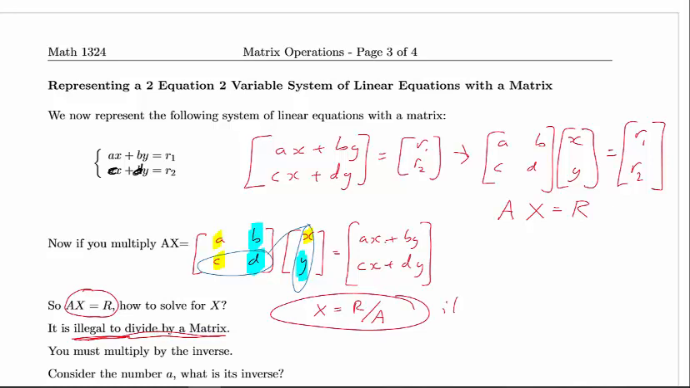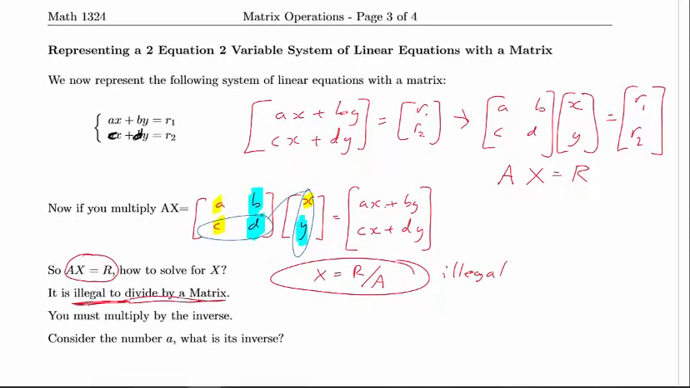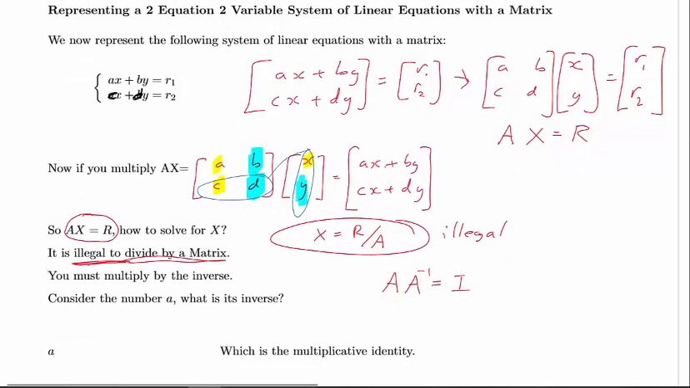Circle this and write illegal. You cannot divide by a matrix. Now what you can do is you can multiply by the inverse, right? Something times its inverse will typically equal 1, or some kind of identity, right? Some kind of multiplicative identity. The multiplicative identity for multiplication is 1, right? Because you can multiply anything you want by 1 and it stays the same. It's the identity for multiplication.